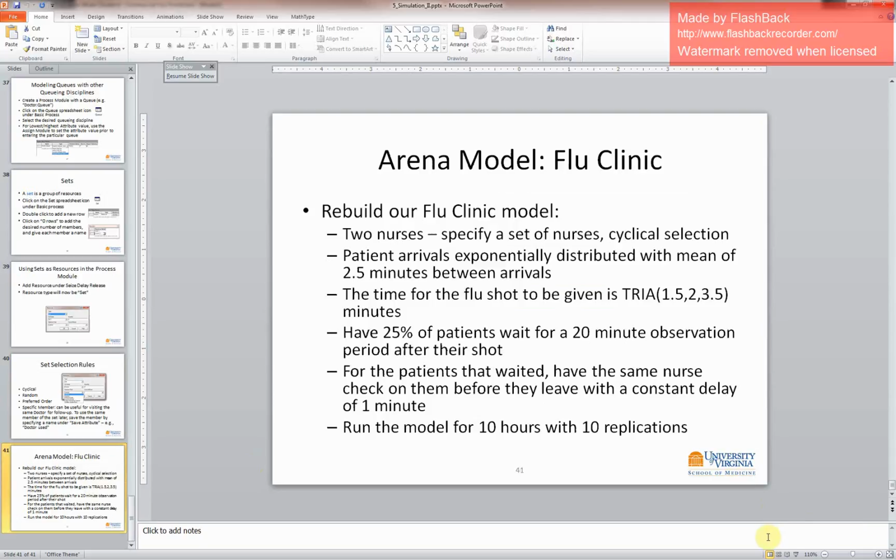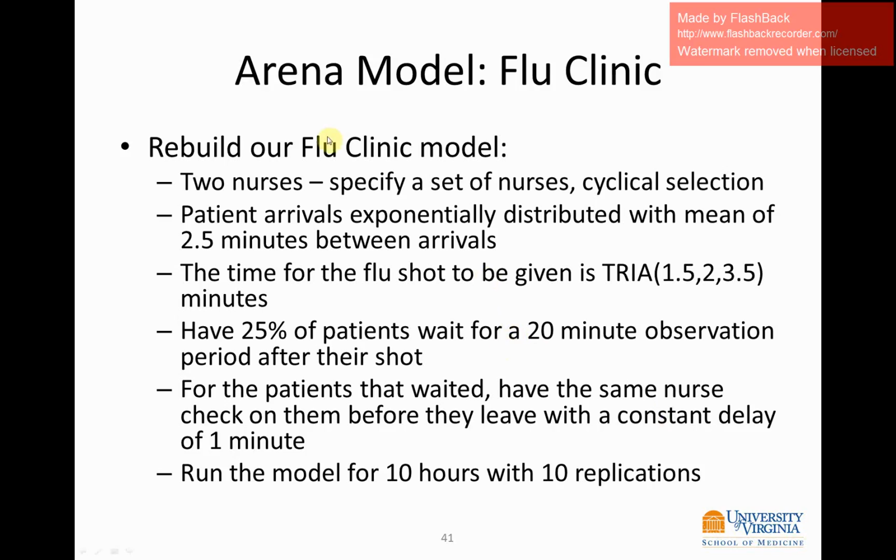All right. Next, you can give it a try on this module where we have a set of nurses, cyclical selection. Patients are going to arrive according to this exponential distribution. They'll get their flu shot with one of the two nurses using that cyclical selection. Have 25% of the patients wait for 20 minutes, and then for the patients who waited, the same nurse will check them out before they leave with a constant delay of 1 minute. So here we'll use that specific member choice. So go ahead and try running this model, and we'll revisit this when we meet next time.